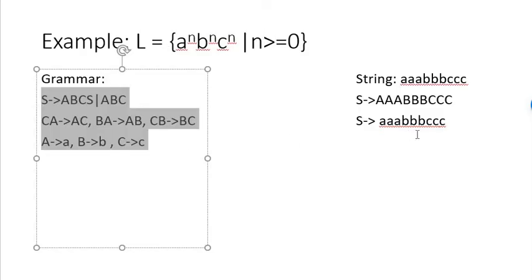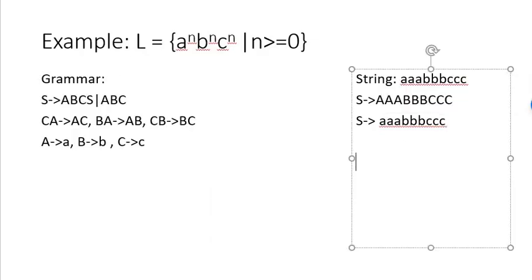How can this grammar generate wrong strings? Let me give you an example. I will write S to ABCS, then this S will be replaced again by ABCS, then this S will be replaced simply by ABC.